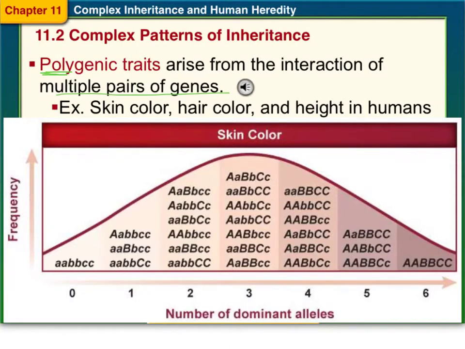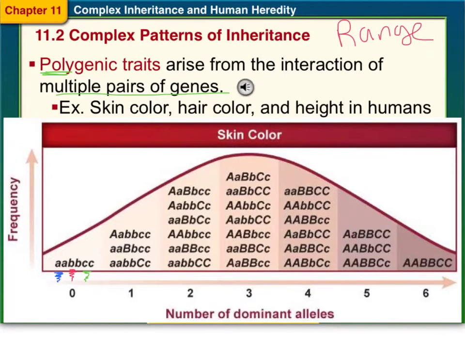Many human traits actually are the result of interactions of many different genes. Some examples include skin color, hair color, and height in humans. All of these, instead of just being tall or short, white or black, have a range of different phenotypes. So you have short and tall and all these different heights in between.